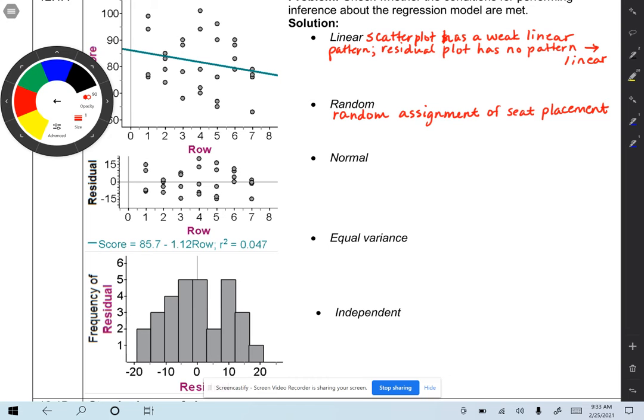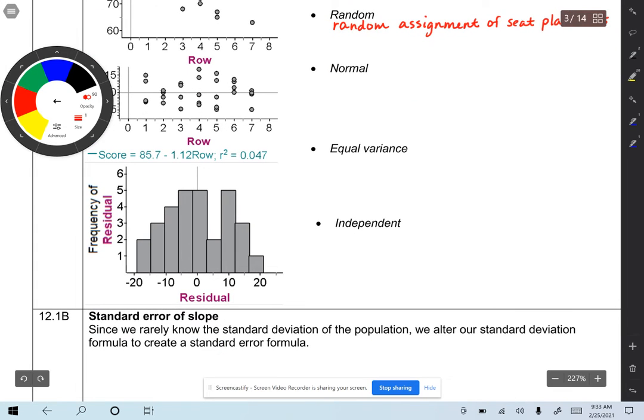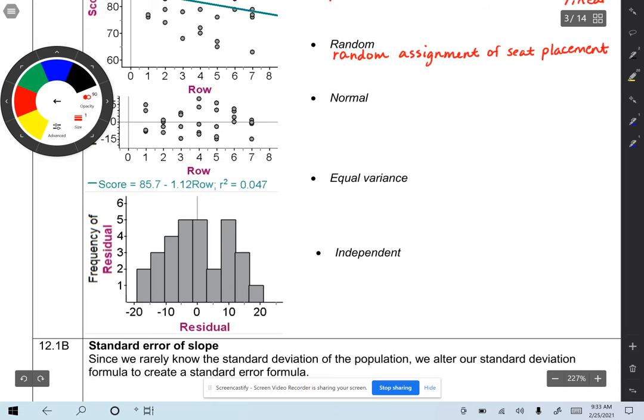For the normal condition, this one is not a normal probability plot, but it is a histogram. And if you look at the histogram of the residuals, it shows no strong skewness or outliers. So that normal condition has been met.